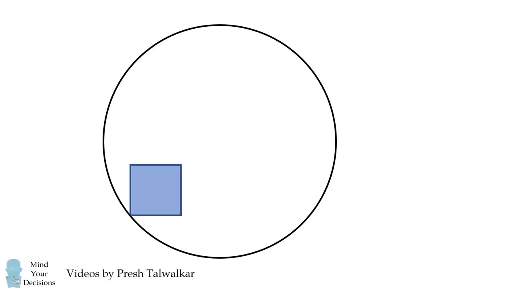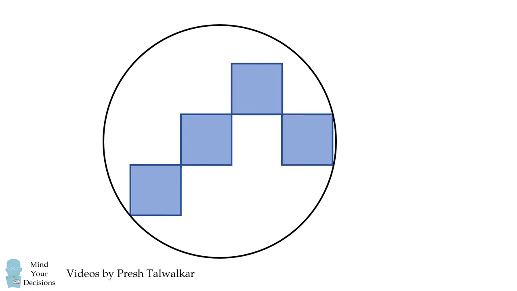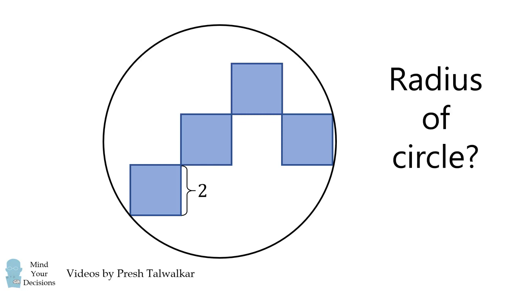A circle contains 4 identical squares as shown. Each square has a side length equal to 2. What is the radius of the circle? I adapted this problem from the Twitter account cshearer41.